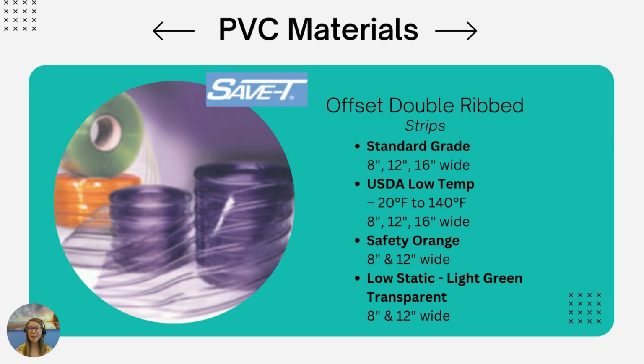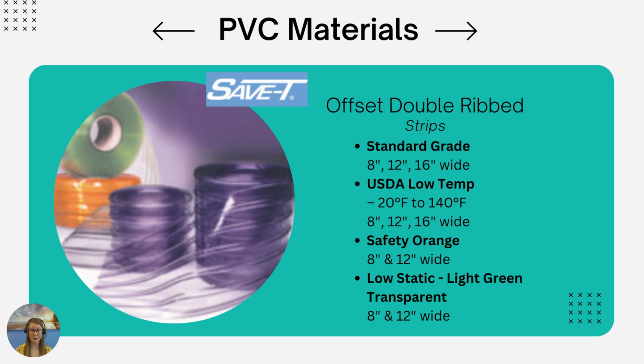Next up, we have the offset double ribbed strips. Now, both sides of these double ribbed strips have a raised rib spaced about 2 inches apart, and then they are offset by about a half an inch from the front to back. So these rib strips are ideal for heavy traffic areas where your strip doors are going to be significantly used, but it's going to significantly reduce scratching. So that way the door remains clearer and safer.